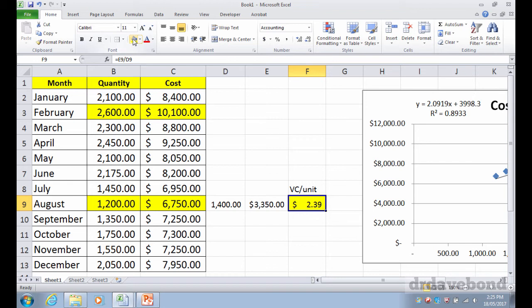So this plus total fixed cost equals total fixed cost plus 239 times 1,200 units. And then we just need to solve it out for that, because the only thing unknown is total fixed cost. So we just multiply things out, move things around, and we'll end up with total fixed cost equals 6,750 minus 239 times 1,200.